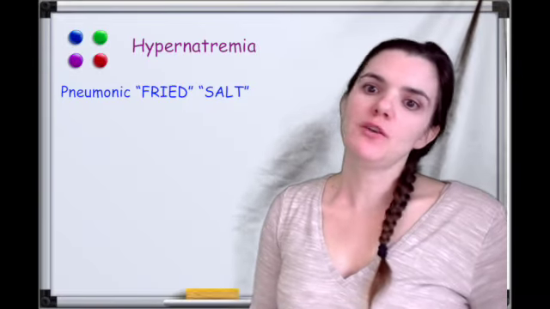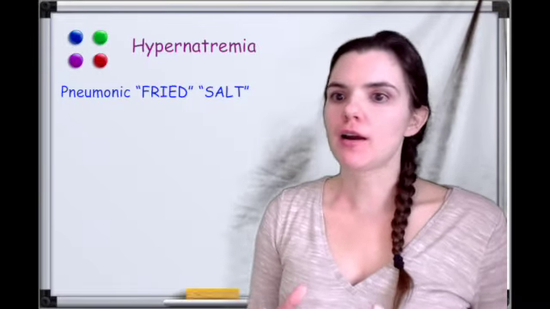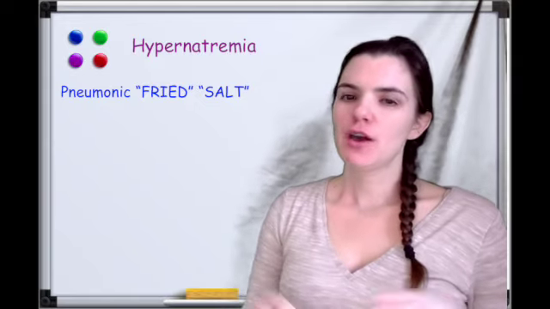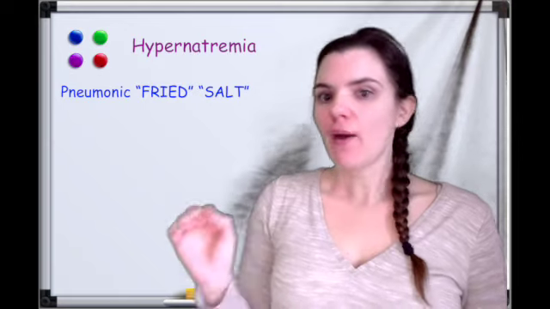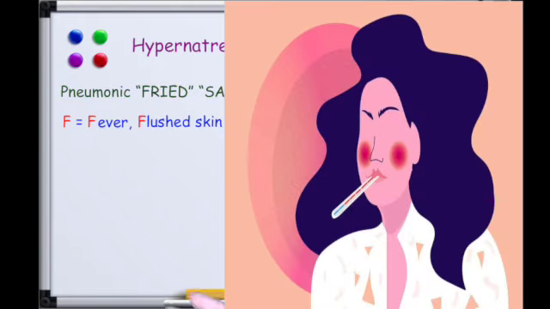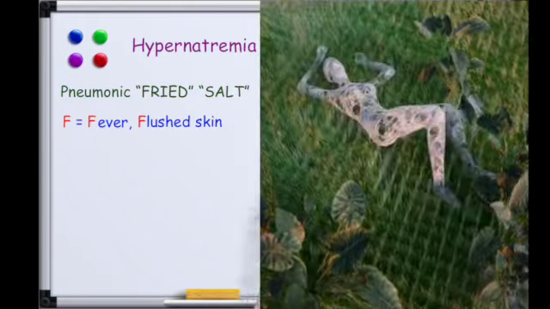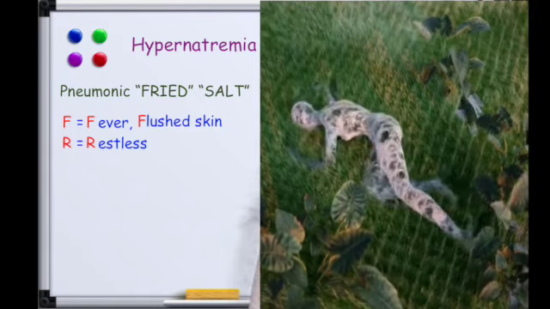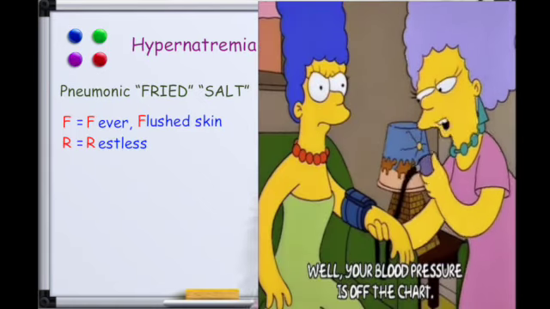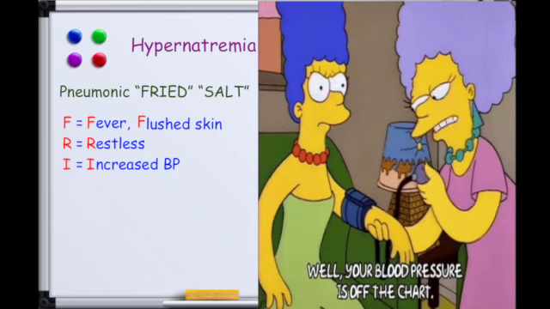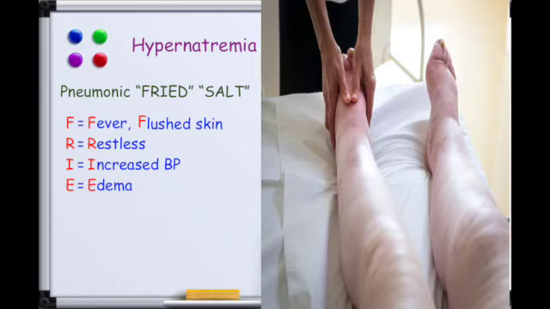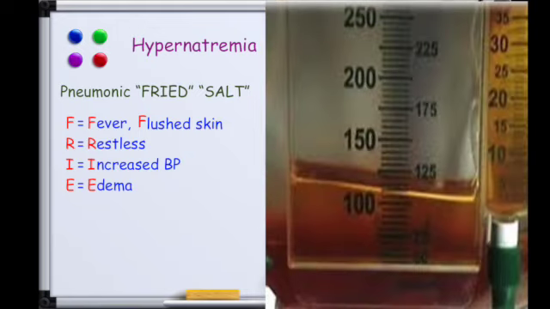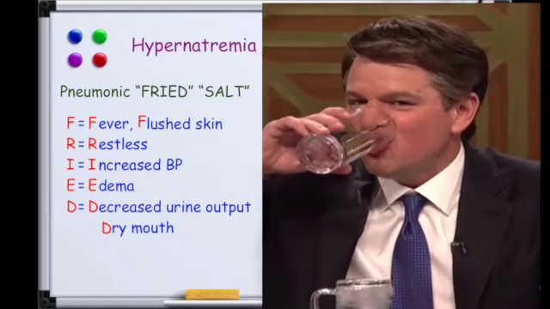So what happens if you have too much sodium, or hypernatremic? Remember the mnemonic FRIED or SALT. F is for fever, low grade, or flushed skin. R is for restless. I is for increased blood pressure. E is for edema, which will typically be peripheral and pitting. D is for decreased urinary output or dry mouth.